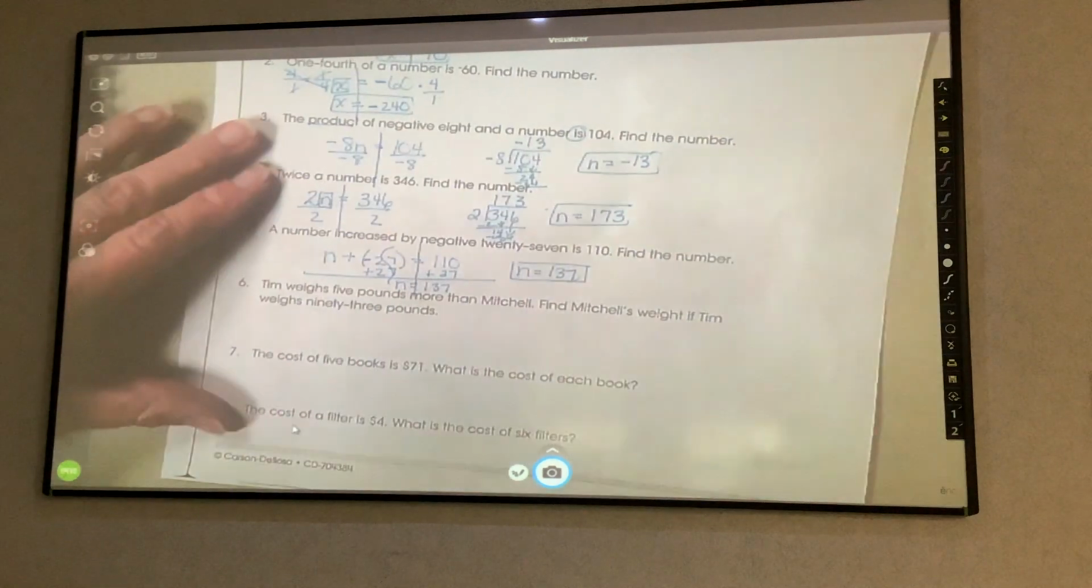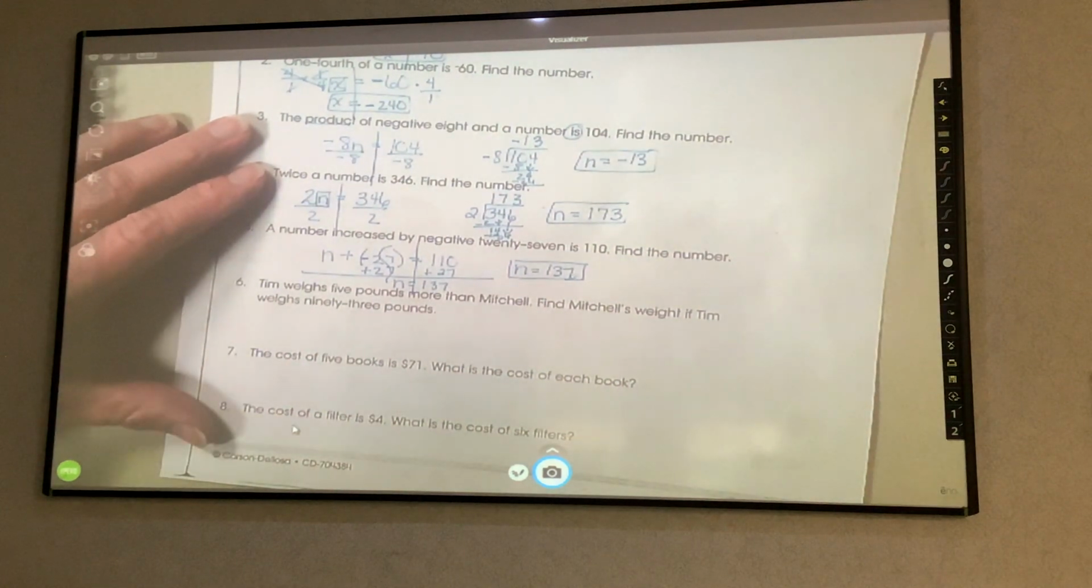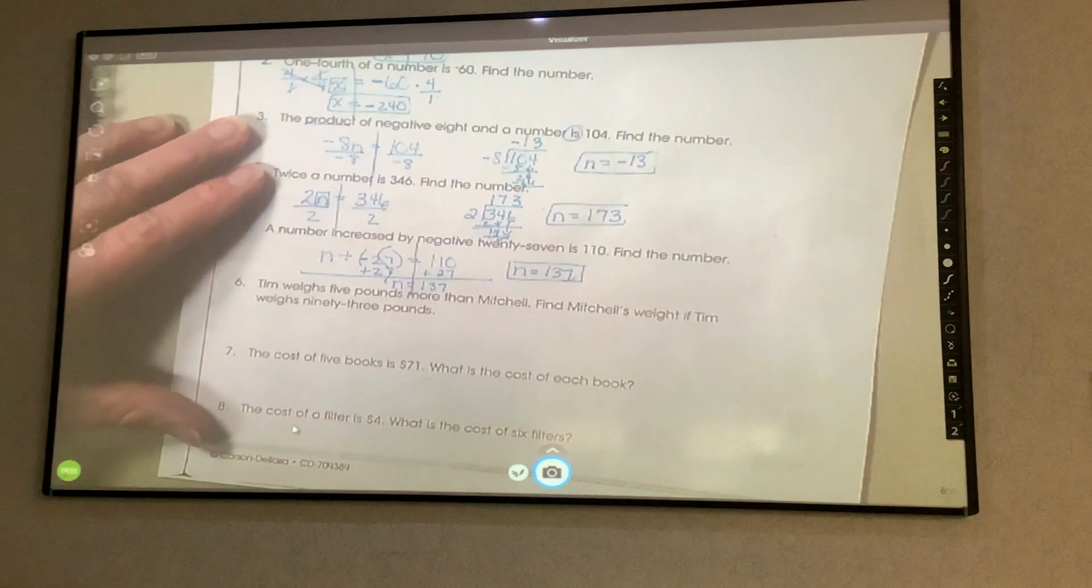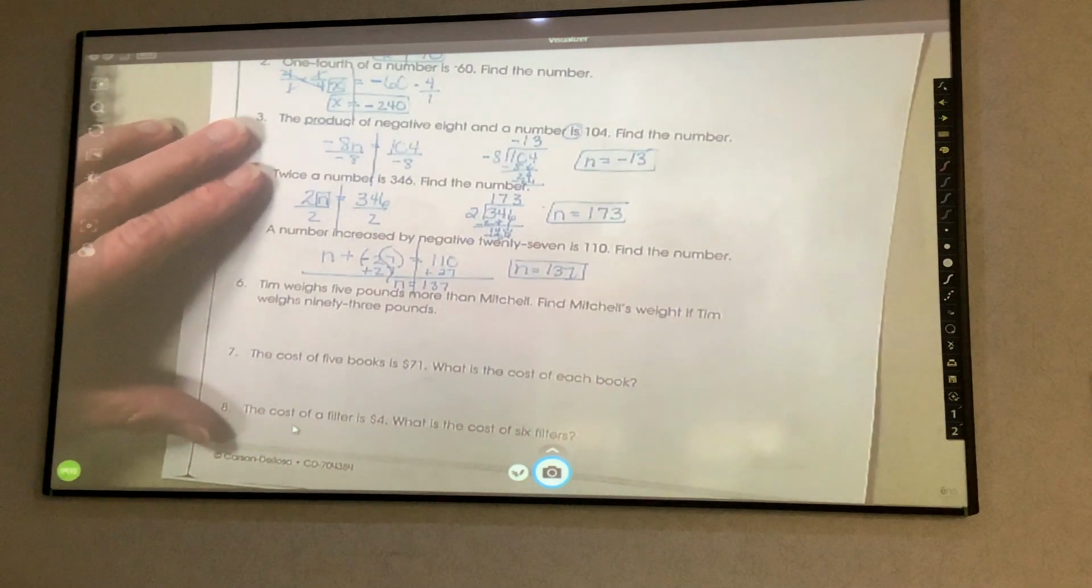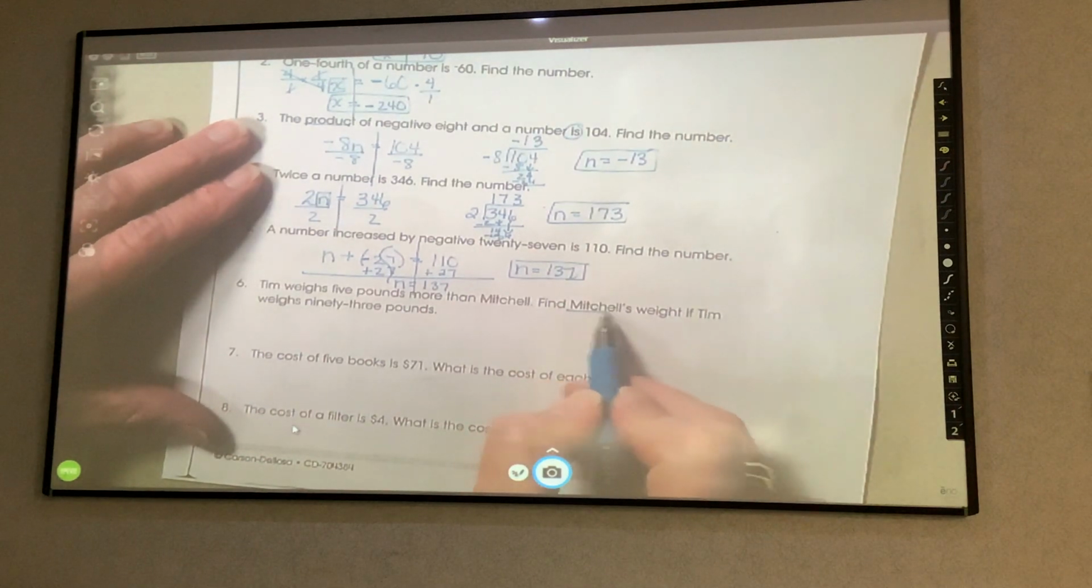Tim weighs 5 pounds more than Mitchell. Find Mitchell's weight if Tim weighs 93 pounds. So on this one, I don't want you just to solve it. You have to write the equation, and you have to ask yourself, who do we not know how much they weigh? We don't know how much Mitchell weighs.